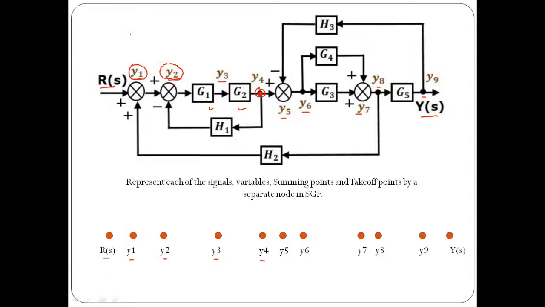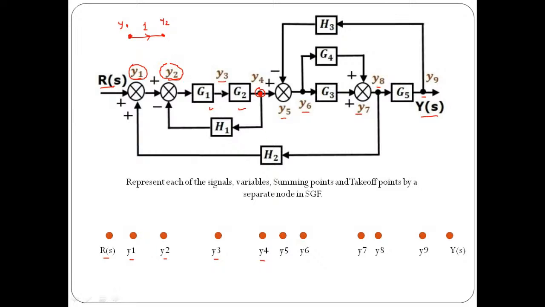So what we are going to do, the node corresponding to the first summing point, which is y1, and the node corresponding to the second summing point, which will be y2, we are going to connect them by a branch of gain exactly equal to 1. This topology we need to implement.